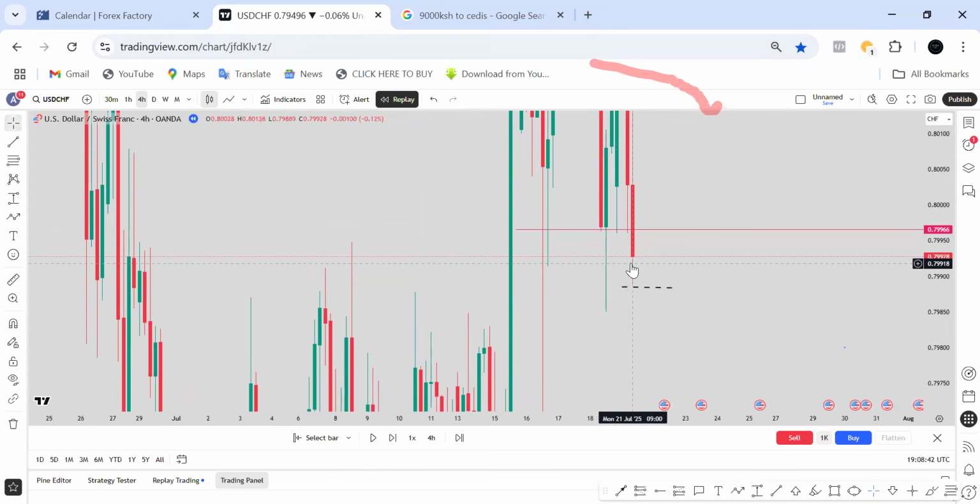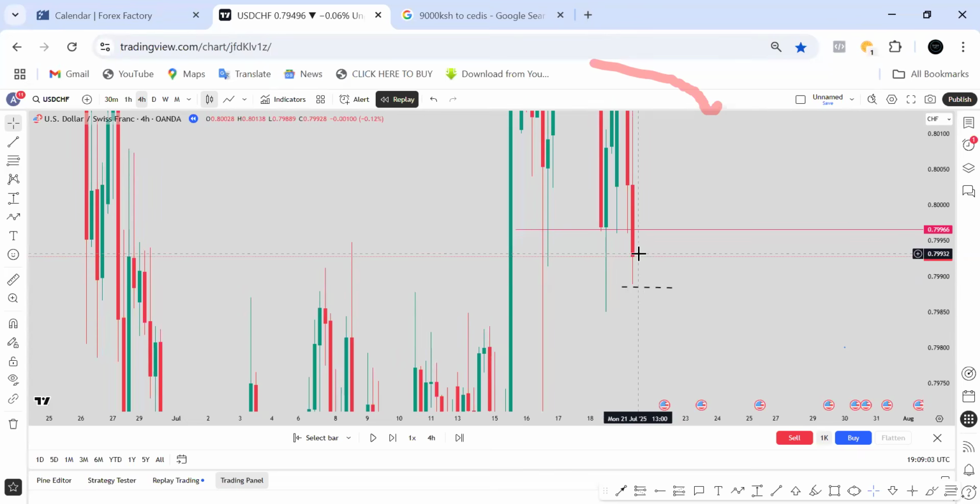wick rejection. This is exhaustion. Exhaustion means loss of control. At this point, this is lower exhaustion, I've forgotten the exact term. It means that sellers are losing control, okay?